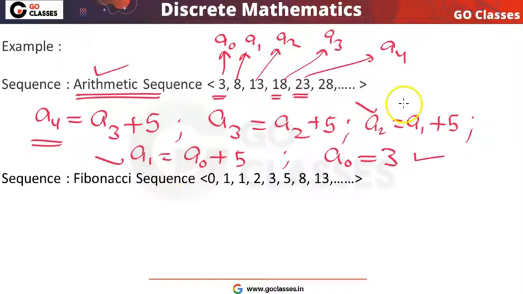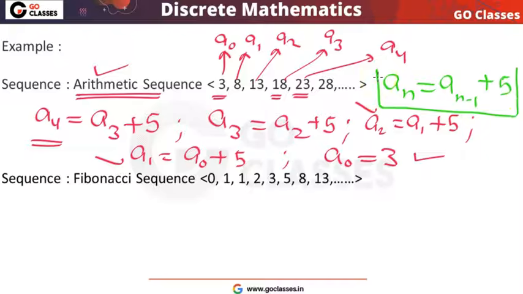What I mean is that if we take any term an, it depends on the previous term plus 5. So this is the recursion here. Whatever term you take, an, it depends on an minus 1.